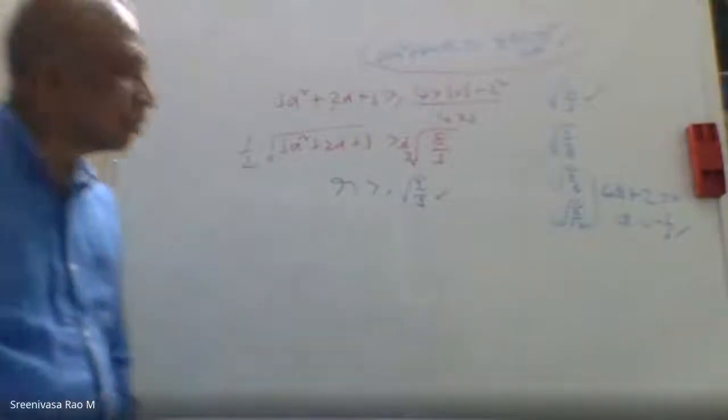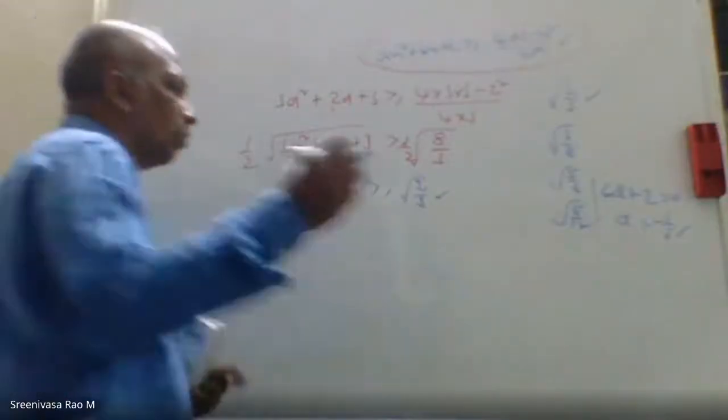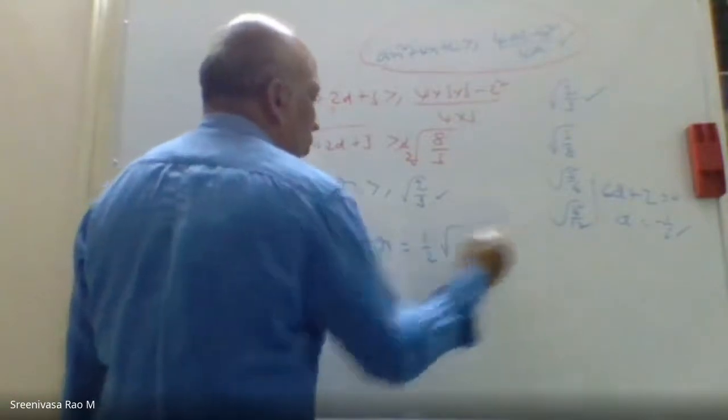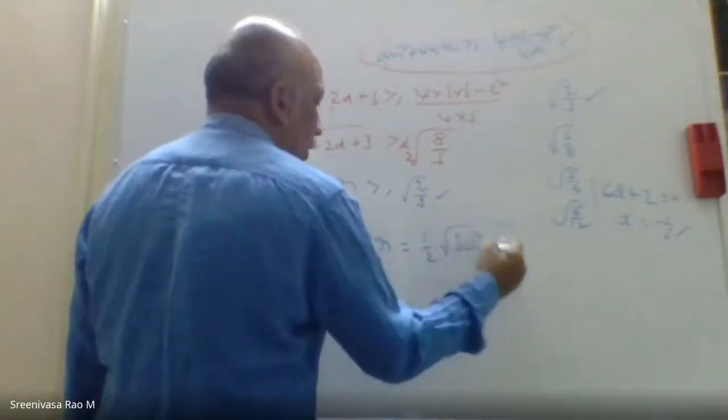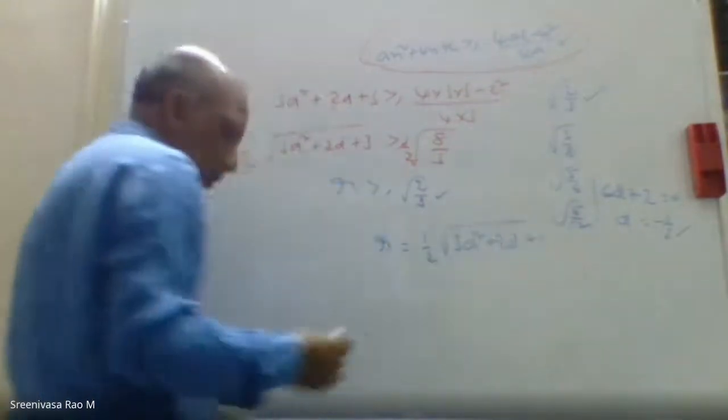Sir, can you explain the step again? How did you do it if you don't remember this formula? Take f of d and f dash of d. If you do not remember that formula, we have radius equal to 1 by 2 root of 3d square plus 2d plus 1, right?